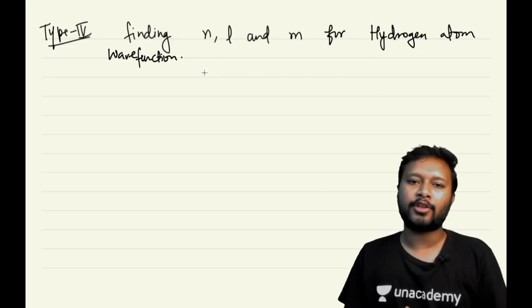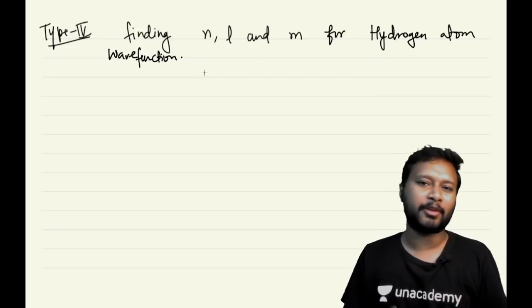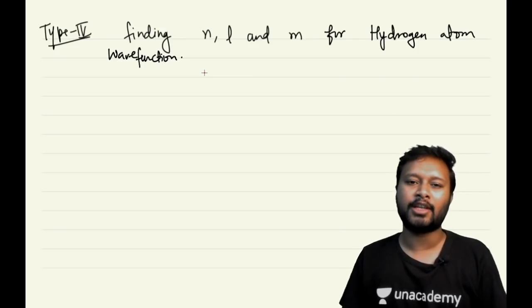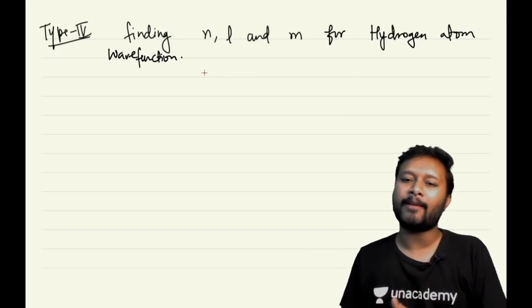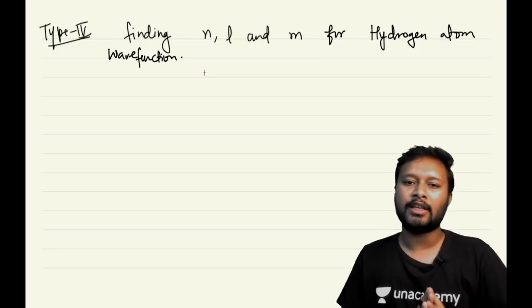Now let's take the next type of question. Another type of question which I find very simple, and many people might not agree, but it's pretty simple to solve, is to find the n, l and m values for the hydrogen atom wave function: the principal quantum number, azimuthal quantum number and ml values for the given hydrogen atom wave function.